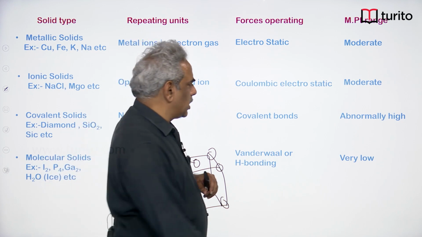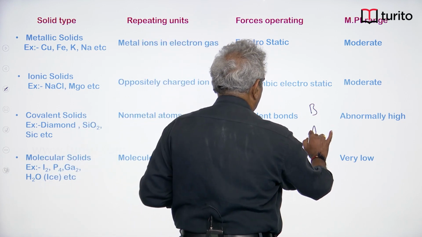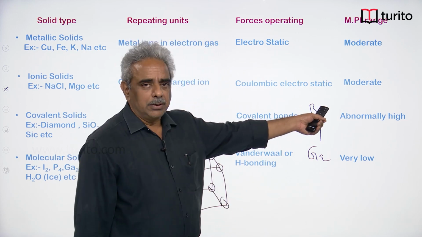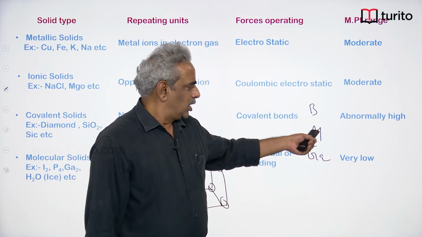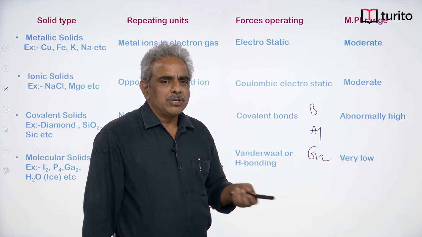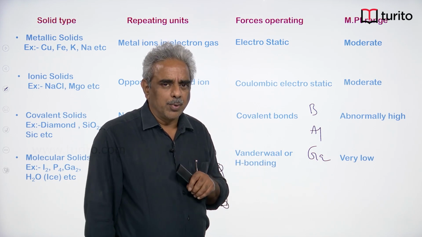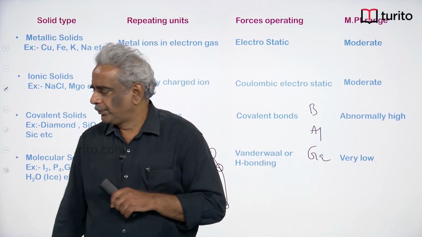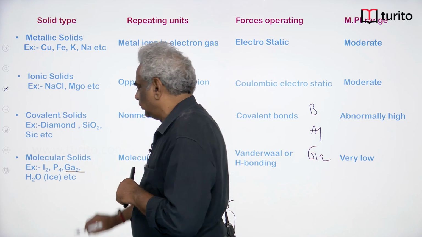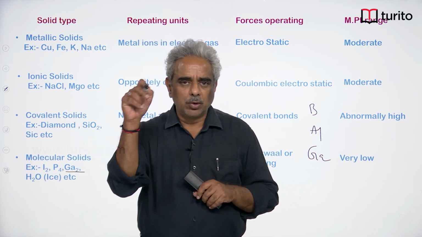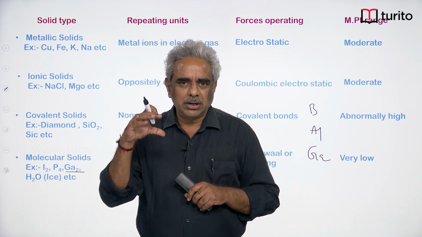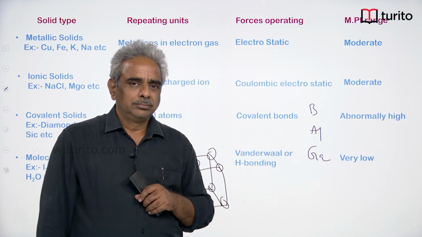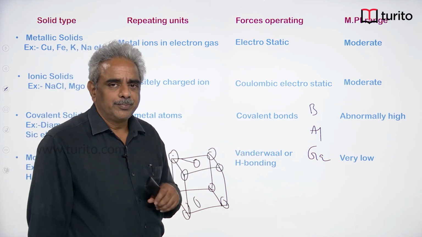Just now I told you the boron, aluminum case. Boron has, I think, more than 1000, aluminum less than 1000, gallium is 29 or 30 degrees melting point. Why such a low melting point for gallium? I gave Ga2 here, the Ga2 molecule. In the crystal, all gallium molecules will be held together, so it is very easy to melt it.